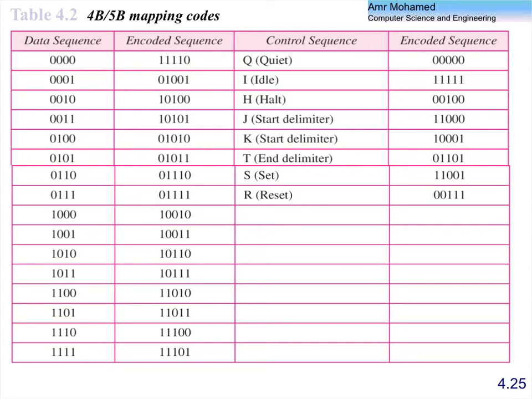So that's the block coding. This is like an idle transmission. This is halt. This is start delimiting or something like this. So we can use that for frame delimiting. Remember, from the data link layer, we have frames. So we actually use these signals to mark the beginning of a frame, end of a frame, and so on.